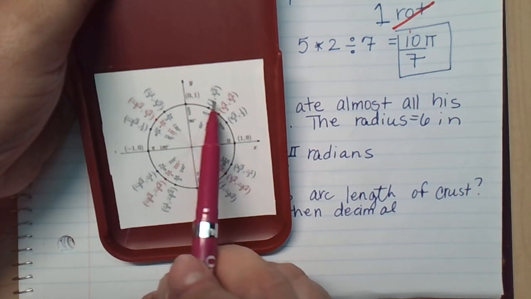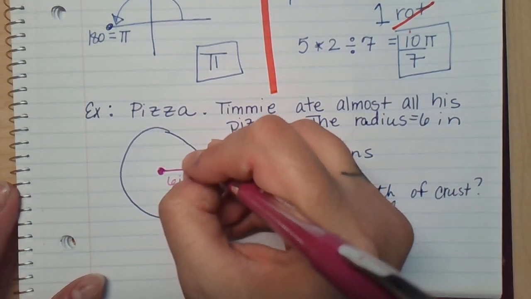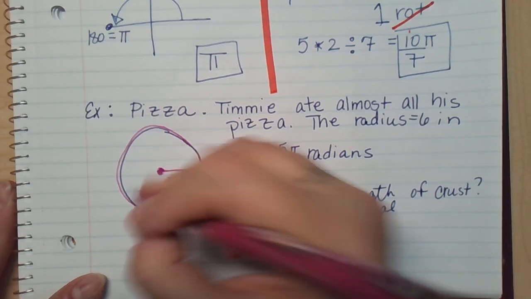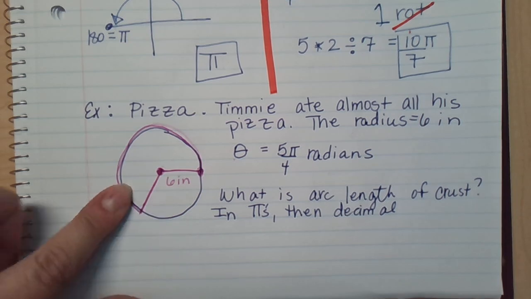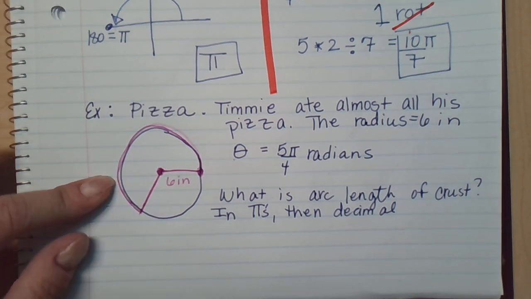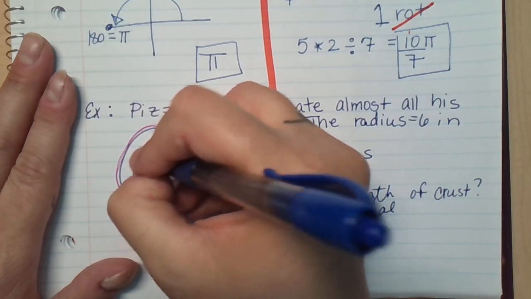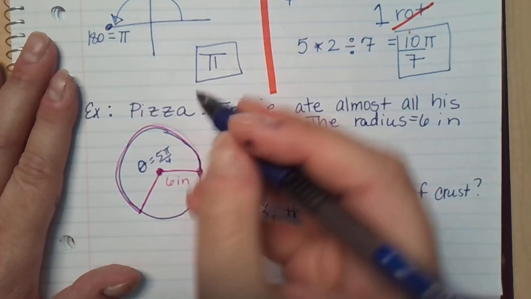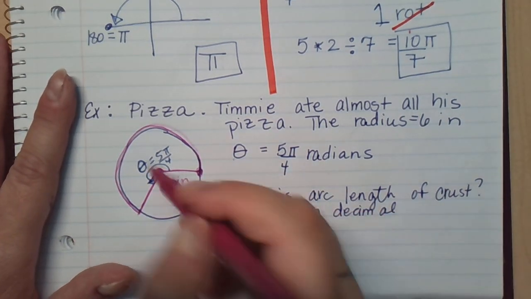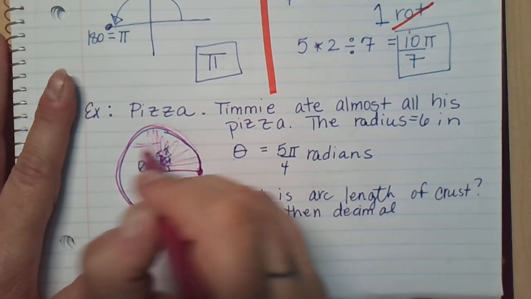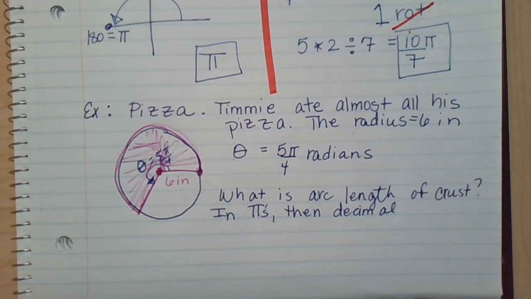So we start here and wrap all the way around. Okay, so from here all the way around is 5 pi over 4. And when I say from here all the way around, I mean the angle that is created in there by all those pizza slices. So from start to finish, all these pieces of pizza make up 5 pi over 4. It was a couple of pieces of pizza, but oh well.